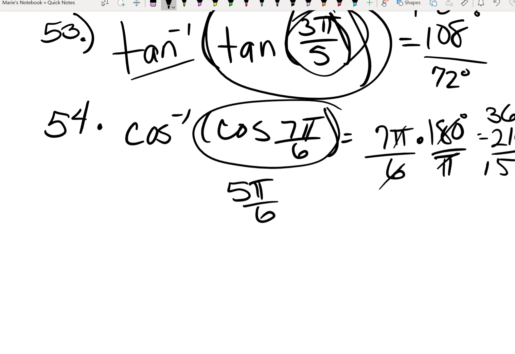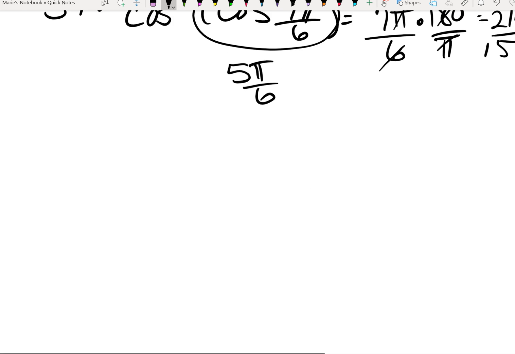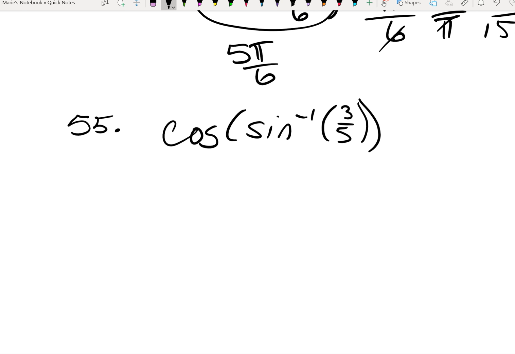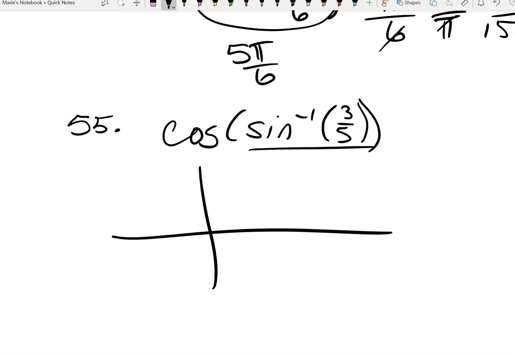Okay? Alright, number 55. The rest of these are super easy. So you have the cosine of sine inverse of 3/5. Let's do some basics. Sine inverse of 3/5. So you're doing 3/5. You know that this is 3, this is 5 based on SOH, and the other side would be a 4, from the 3, 4, 5 Pythagorean ratio.